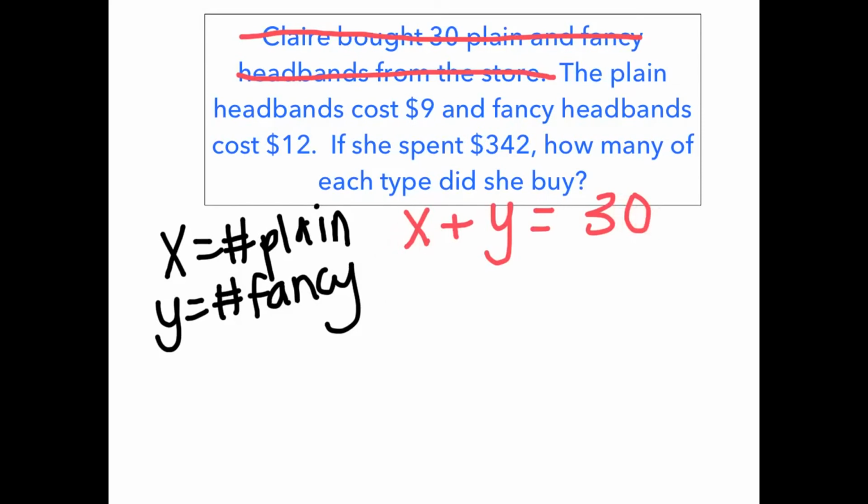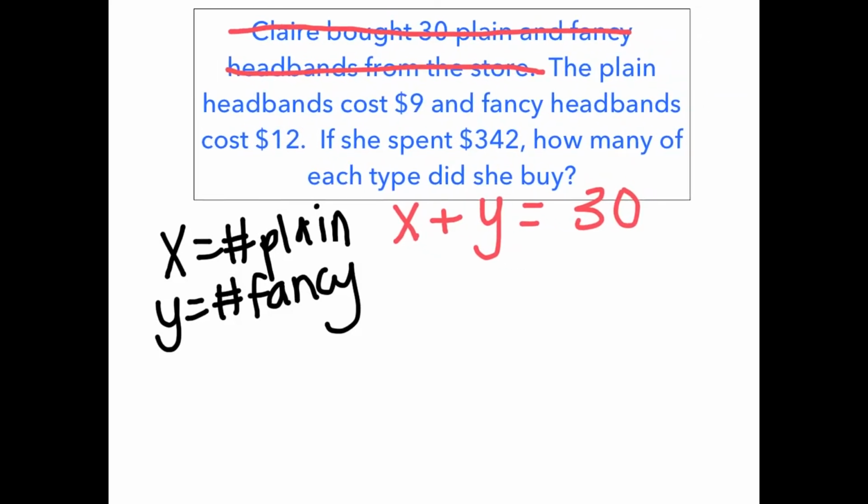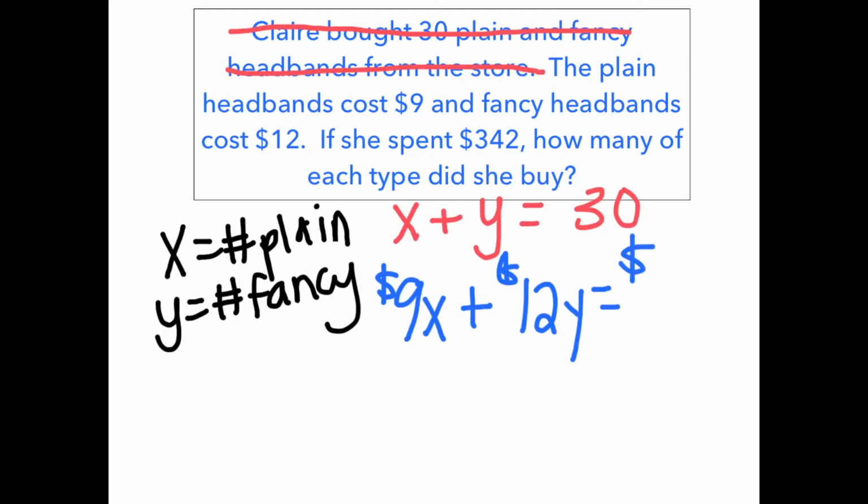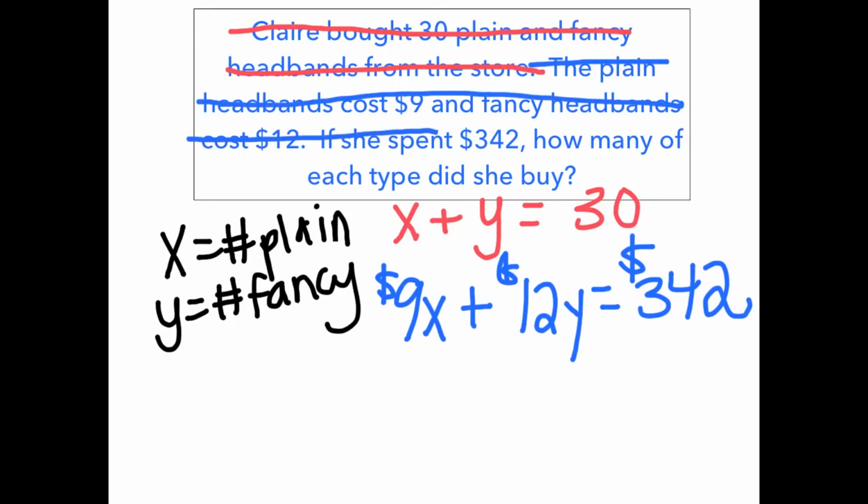The next sentence, the plain headbands cost $9 and the fancy headbands cost $12. So what we do is we write $9 times the number of plain plus $12 times the number of fancy headbands, and she spent a total of $342. This is a value equation. Money, money, money. $9, $12, $342. That's how they all go together. You can also cross out this sentence because you won't use those numbers again.